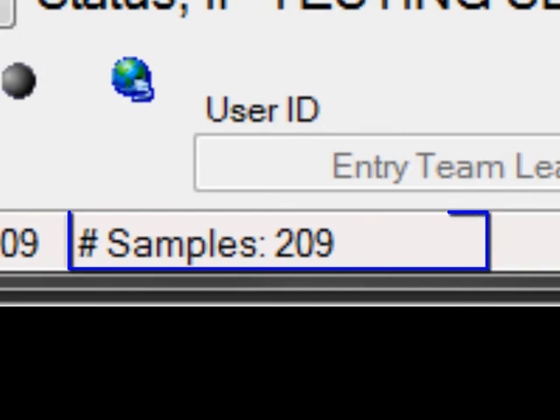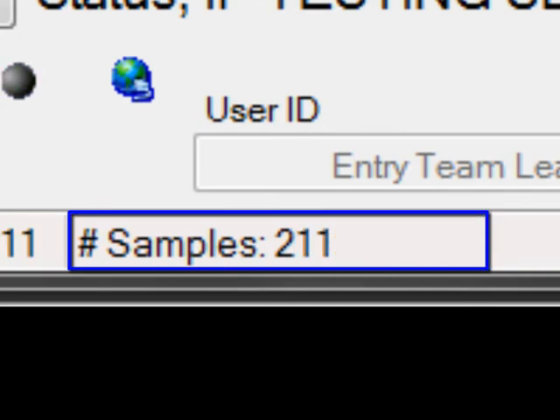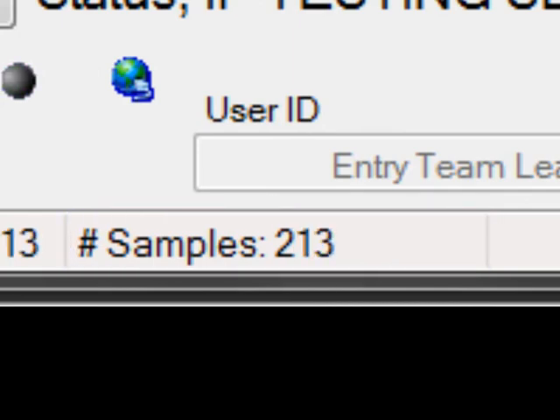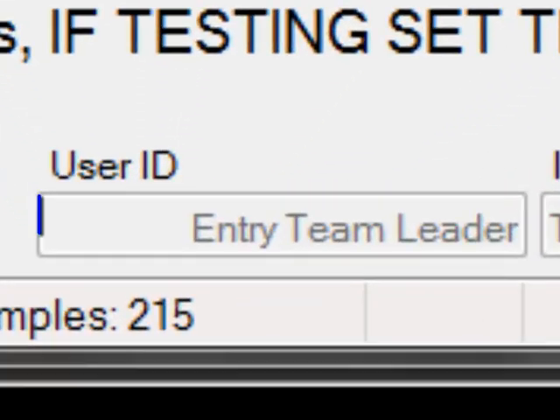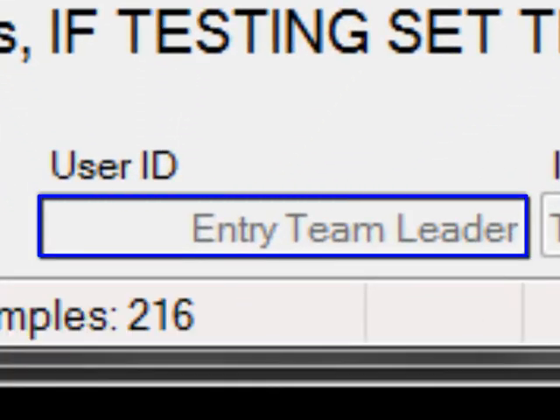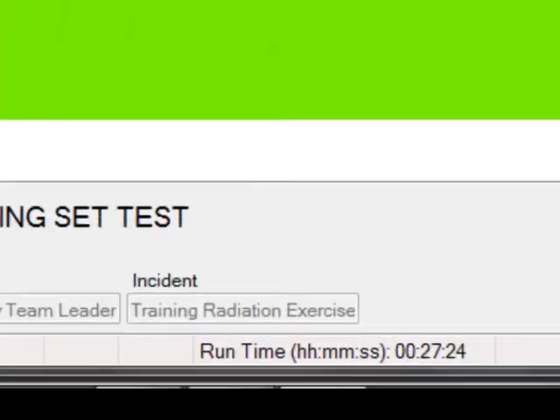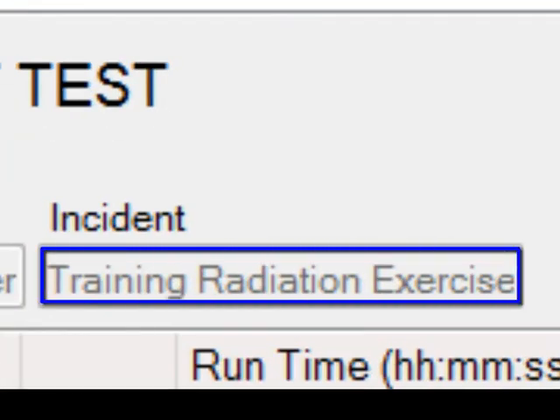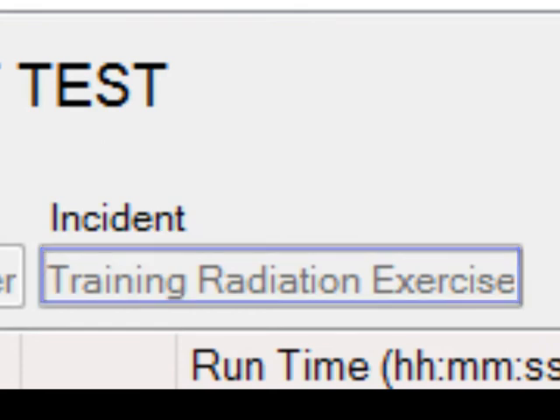The total sampling time indicates how long active samples have been accumulated. The user identification field is where a user's name and/or ID can be added. The incident identification field is a field where the incident name and/or ID can be added.